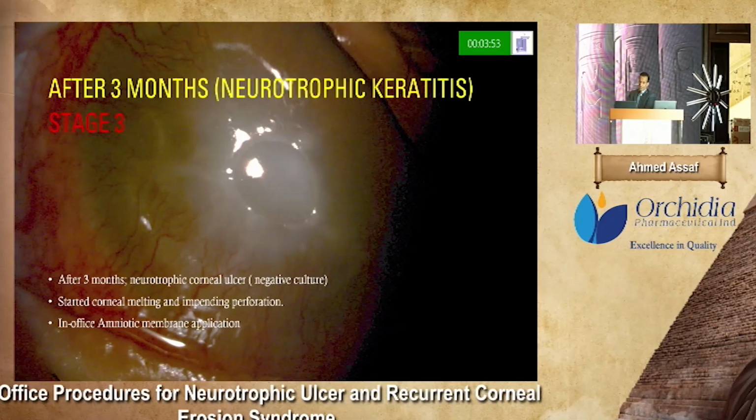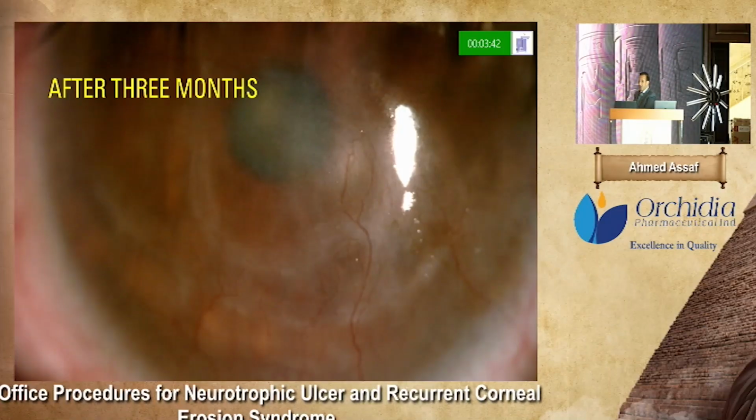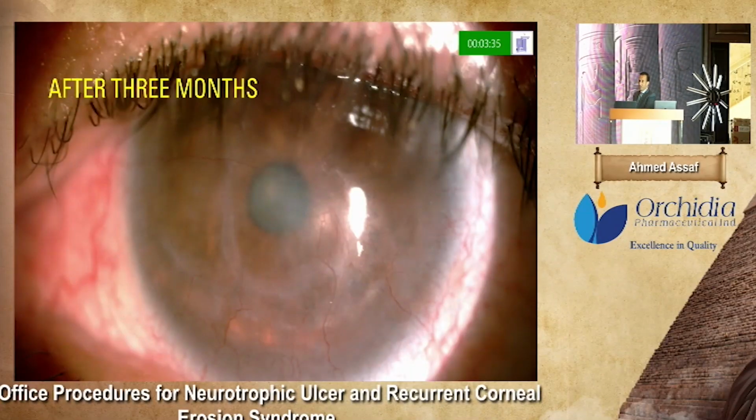So I started with the in-office amniotic membrane application, and this is 2 weeks after the amniotic membrane application. You can see that there is starting scarring of the cornea, and after 3 months, now the cornea looks much better than before. As you can see, minimal scar, and the patient was satisfied with the results because of the healing of the neurotrophic keratitis.